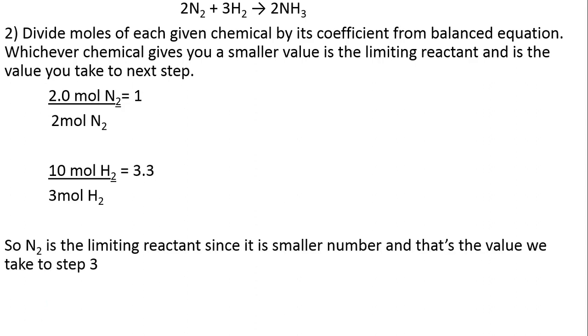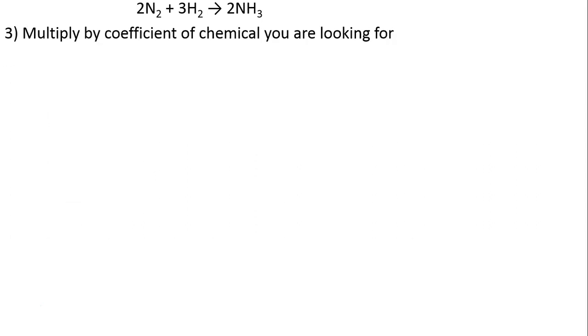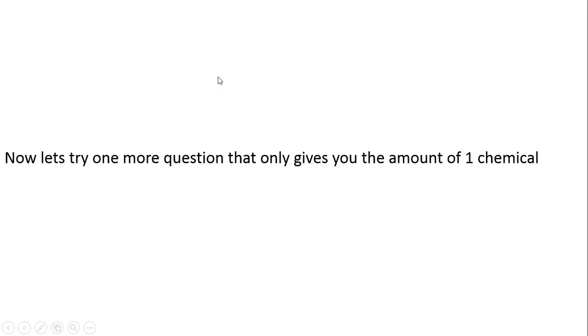So in step 3, we're going to multiply by the coefficient of what we're looking for. So 1 times 2 moles of ammonia gives us 2 moles of ammonia. And we're done. All right, let's try one more question. It only gives you the amount of one chemical. So far we've dealt with the most challenging question, which is a limiting reactant. But there are questions where you do not need to worry about figuring out a limiting reactant.